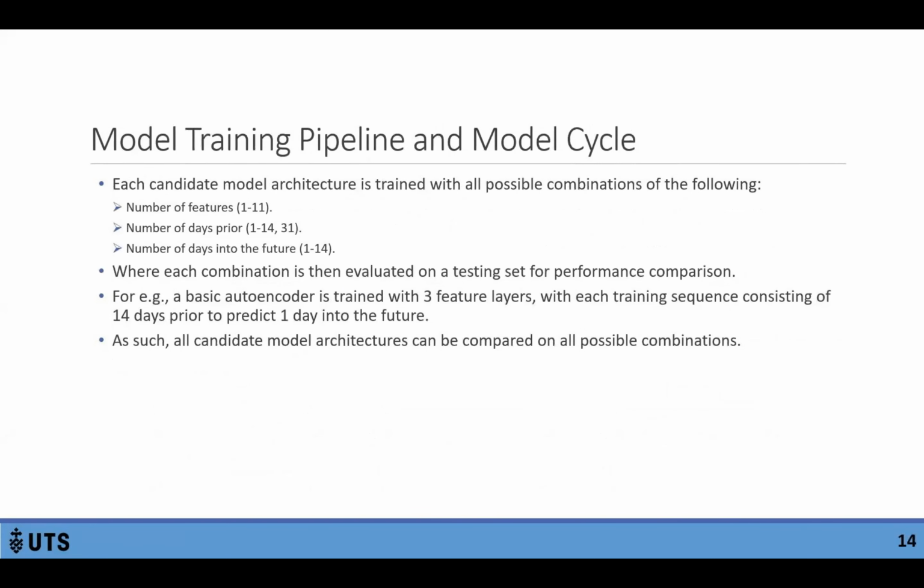Now, to add on to the previous slide, model training will be undertaken such that each candidate model architecture is trained with all possible combinations of the number of features, number of days prior, and the number of days into the future. For example, a basic autoencoder can be trained with 3 feature layers, with each training sequence consisting of, for example, 14 days prior to predict 1 day into the future. In this way, all candidate model architectures can be compared on all possible combinations of the above.